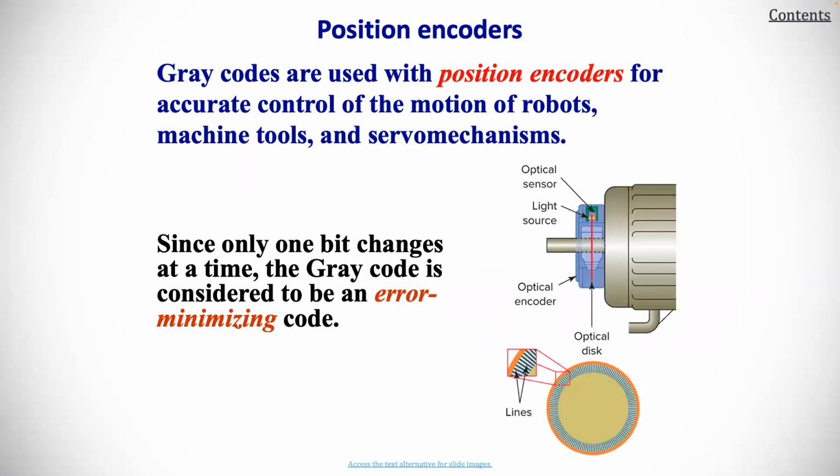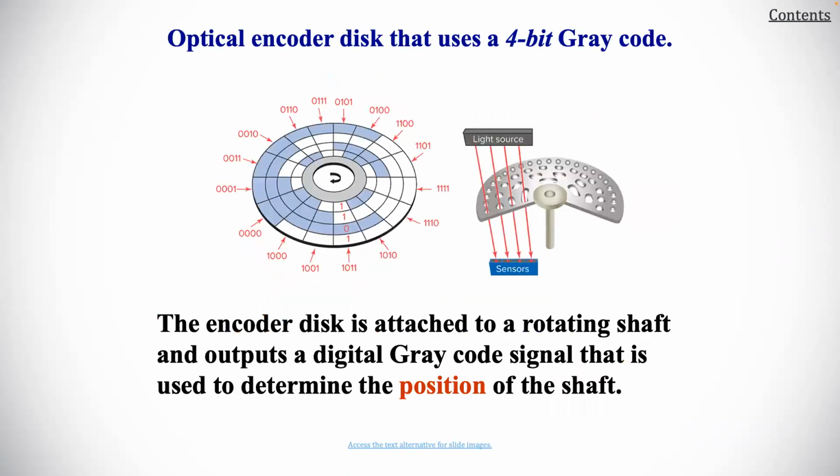What is the purpose that you're trying to accomplish? Gray codes are used with position encoders for accurate control of the motion of robots, machine tools, and several mechanisms. So you can see how in an industrial environment that would be a useful feature for some of the things that you're trying to accomplish. Since only one bit changes at a time, the gray code is considered to be an error minimizing code.